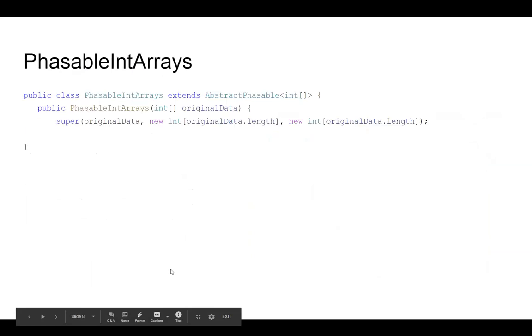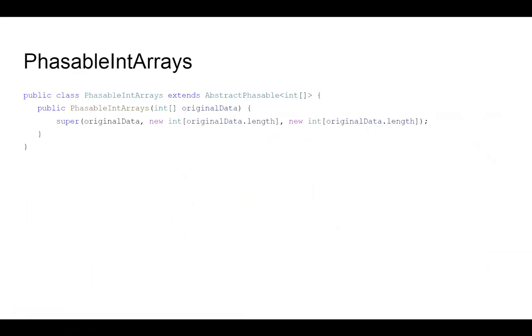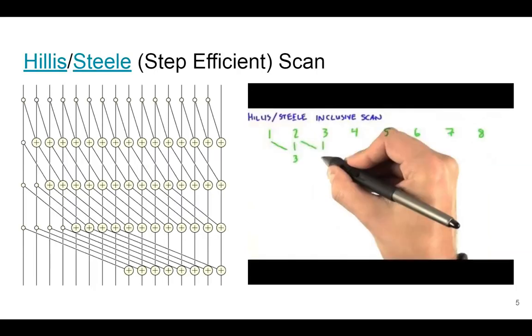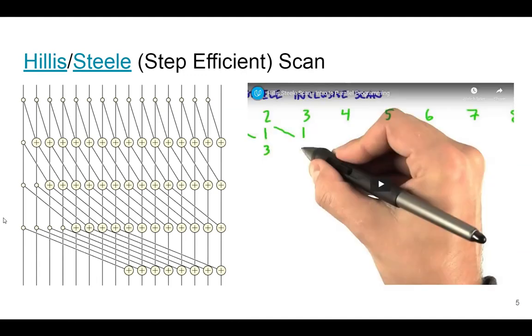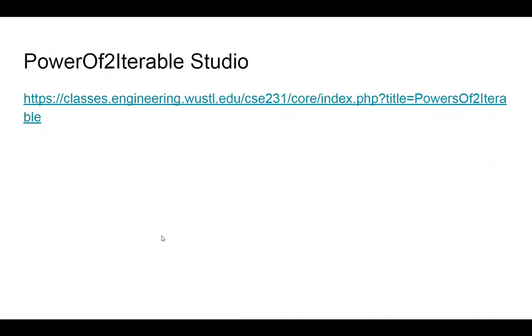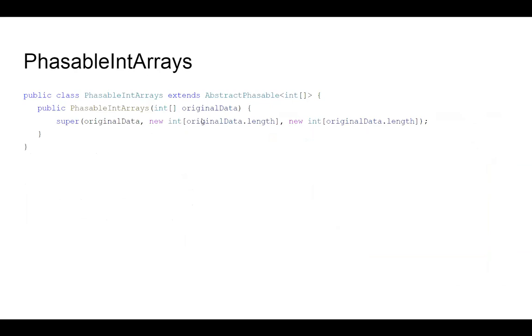The other thing I want to introduce is this phasable int arrays. One of the aspects of scan is that it has this wonderful log n span associated with it, or critical path length, but you end up having to use a bunch of memory. We could allocate a new array of memory at each phase, but that would be a little bit too wasteful. So let's just have it swap back and forth between things. There's a bunch of different phasable objects.